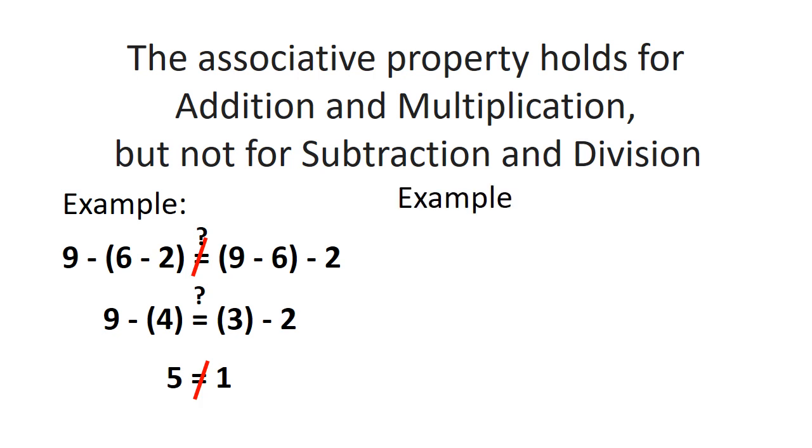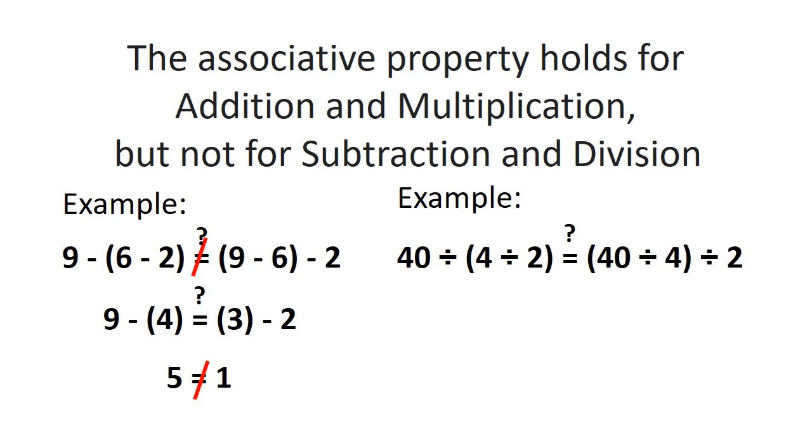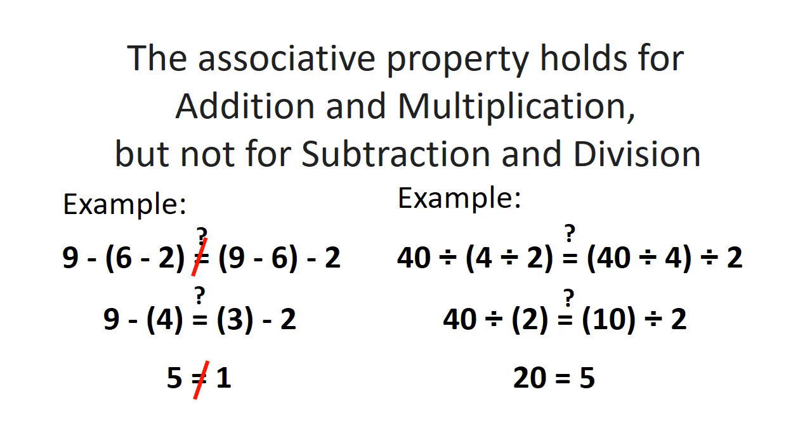Next, 40 divided by the quotient between 4 and 2 is equal to the quotient between 40 and 4 divided by 2. Is 40 divided by 2 equal to 10 divided by 2? 40 divided by 2 equals 20. 10 divided by 2 equals 5. 20 is not equal to 5. And therefore 40 divided by the quotient between 4 and 2 is not equal to the quotient between 40 and 4 divided by 2.